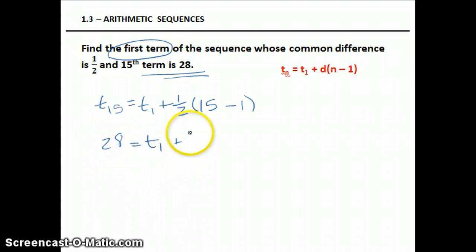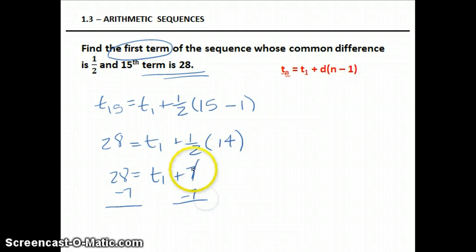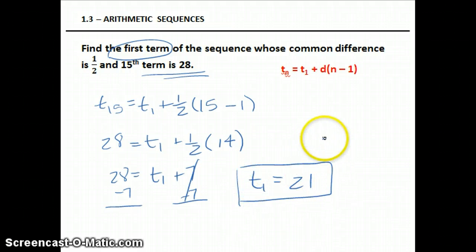T sub 1 plus 1/2 times 15 minus 1, which is 14. Now, I know that 14 times 1/2 is going to be 7. T sub 1 plus 7 equals 28. I subtract 7. T sub 1 equals 28 minus 7, which is 21. So the first term in this sequence is 21.